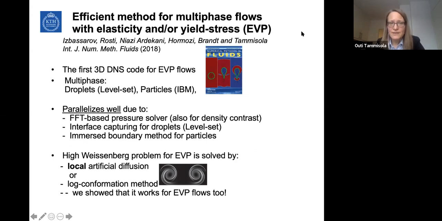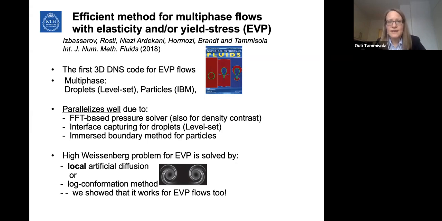In this DNS code, we can simulate three-dimensional elastoviscoplastic flows because it's based on our DNS code for, for instance, particle-laden flows in the past. So we just extended it with this elastoviscoplastic constitutive model. We can do three-dimensional flows, laminar and turbulent. We can do particles with the immersed boundary method and droplets with level set, for instance. And we have done studies on this, but I will not present them today.